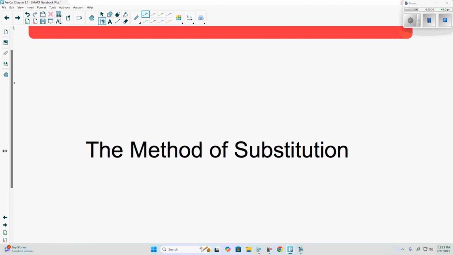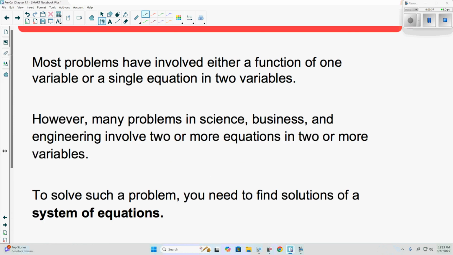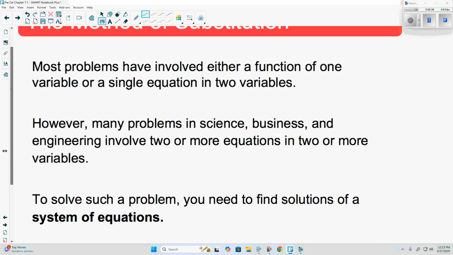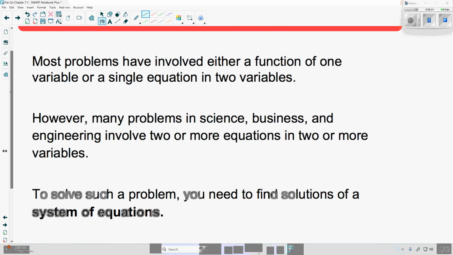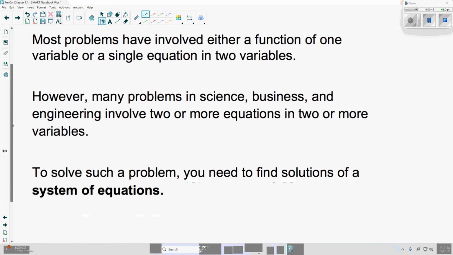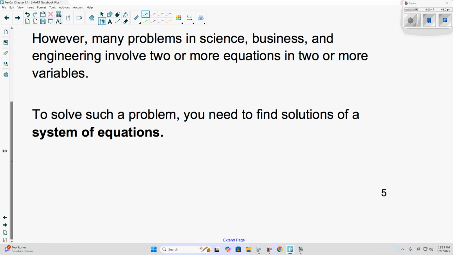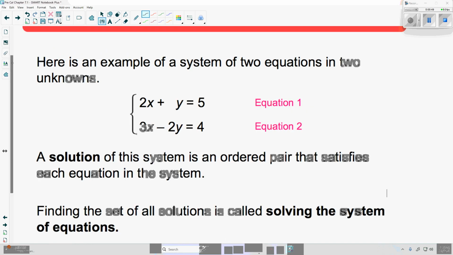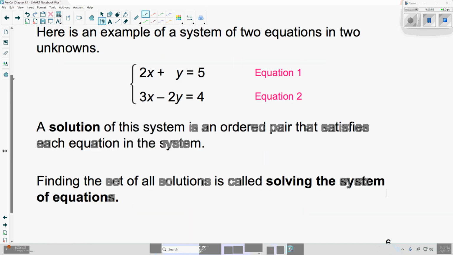Now, the first method that we have for solving a system of linear and nonlinear equations is substitution. Most problems involve either a function of one variable or a single equation in two. However, many problems have more than two. So with substitution, we're going to be given two equations. We're going to substitute one into the other. We're going to find a value and substitute it in.